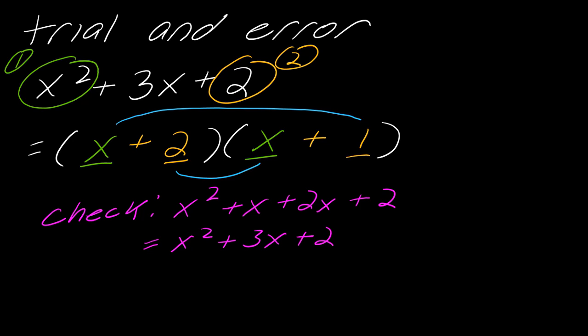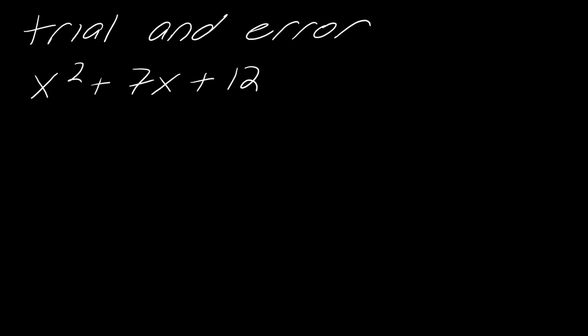Okay, I know this probably seems like a lot, but once we get cracking, we're going to get through this very, very quickly. So let's take a look at one more example with trial and error. Here's something that gets a little trickier. I'm going to set this up in the same way. I've got my 2 sets of parentheses, and I always start by thinking, what do I multiply to get x squared? That's going to be x and x.